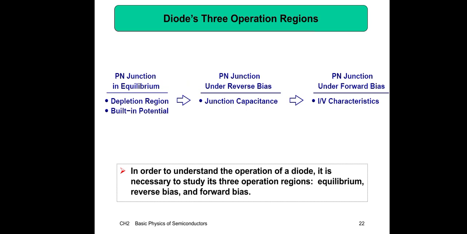PN जंक्शन को जब हम सर्किट में कनेक्ट करते हैं, if we connect the P-type semiconductor to the positive terminal of the battery, then it is known as forward bias, and if we connect the P-type side of the PN junction to the negative terminal of the battery, then it is known as reverse bias. In order to understand the operation of a diode, it is necessary to study its three operation regions: equilibrium, reverse bias and forward bias.